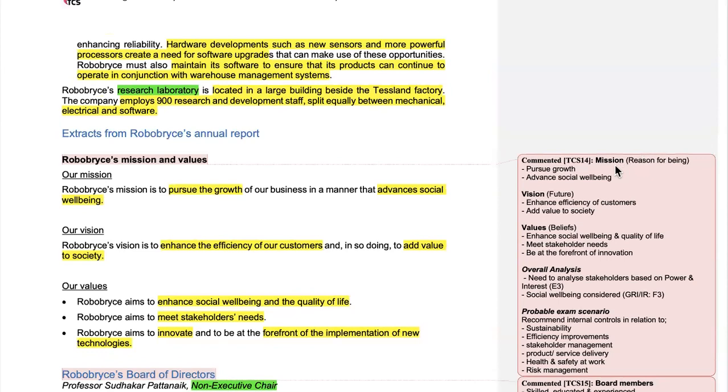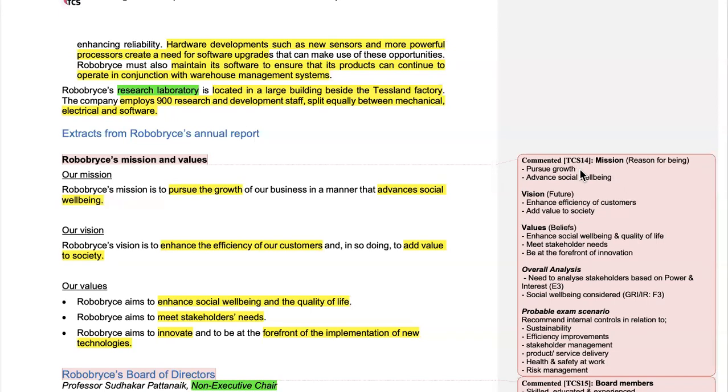All right, so the mission statement of any given company gives us an indication about the reason for being of a company, or addresses the question, why do we exist? So the mission statement of a company stipulates the reason behind the existence of any given company. So what's the mission statement of Robobryce, and what's the reason for being of Robobryce?